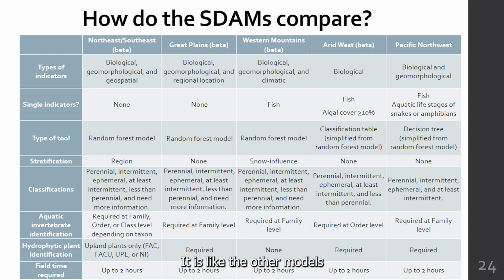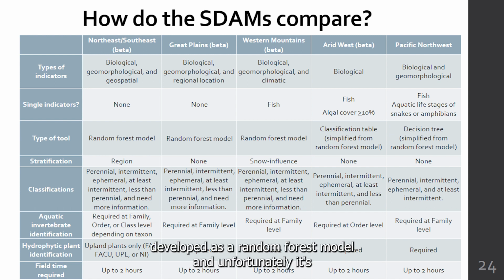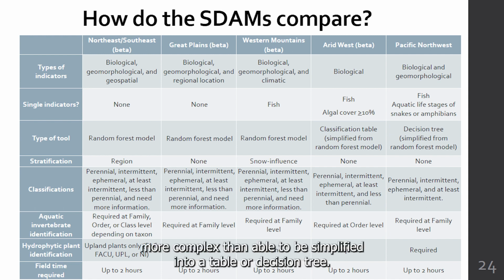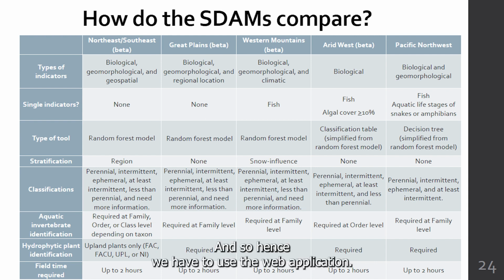It is, like the other models, developed as a random forest model, and unfortunately it's more complex than able to be simplified into a table or decision tree, and so hence we have to use the web application. It is stratified by region, Northeast and Southeast, and the classifications returned are perennial, intermittent, ephemeral, and at least intermittent.